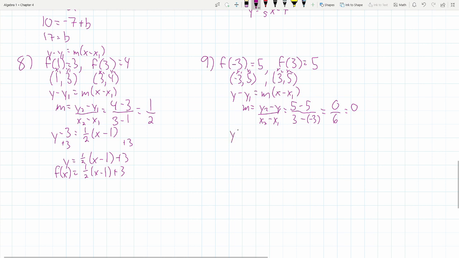Okay, let's just keep going though. Let's fill in some information. So y minus my y1, which I said was 5, equals my slope, which I just determined was 0, times x minus my x1, which was negative 3. Now the 0 is times this entire parentheses, so it actually winds up disappearing. I'm going to add 5 to both sides, so I get y equals 5. And to write that as a linear function, I have f of x equals 5.